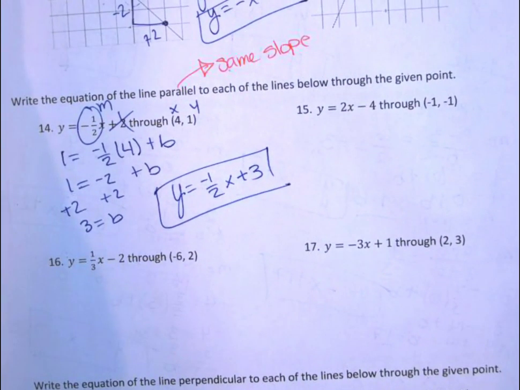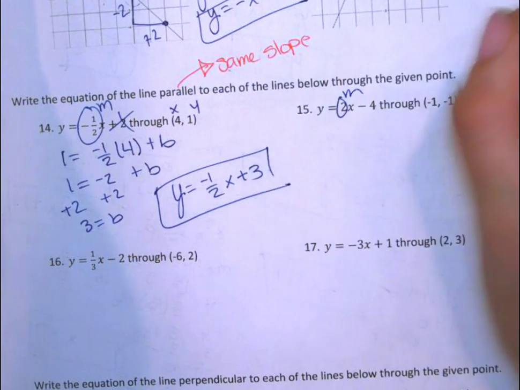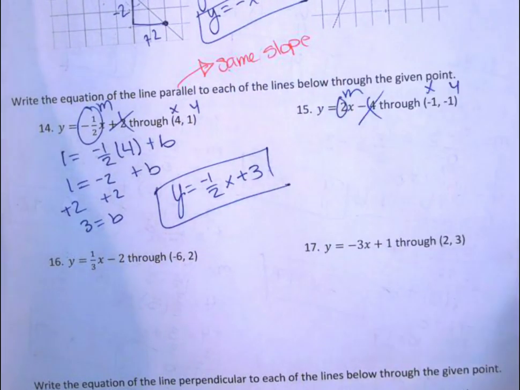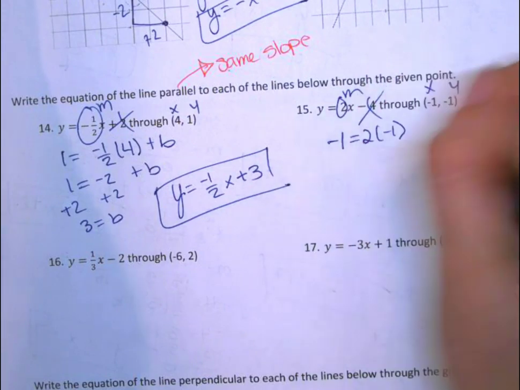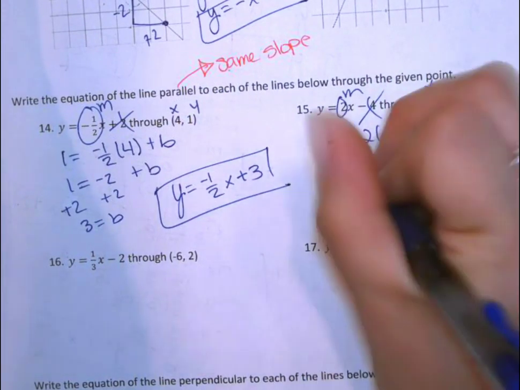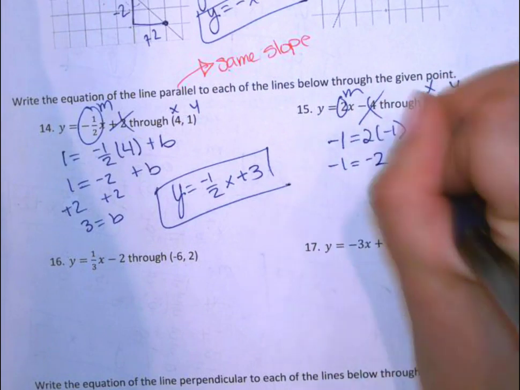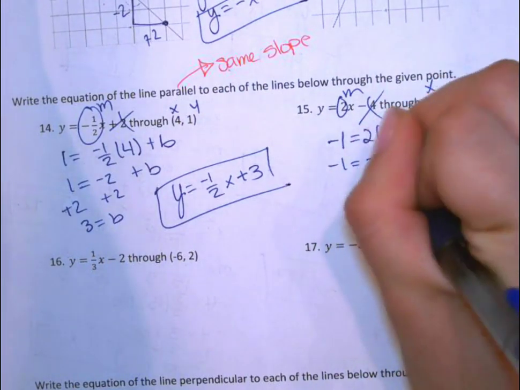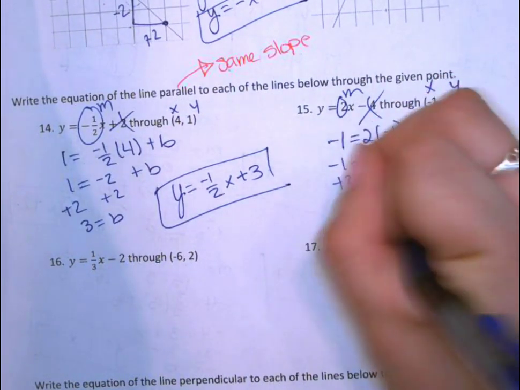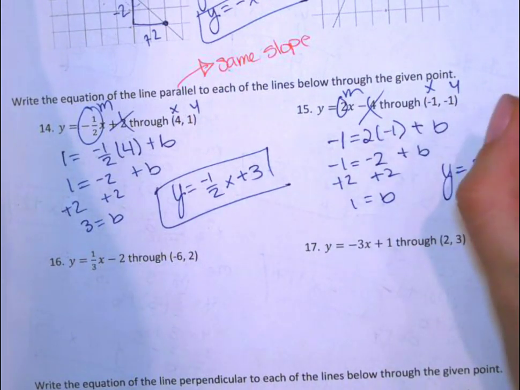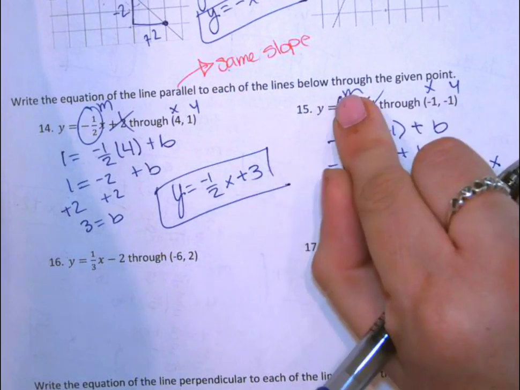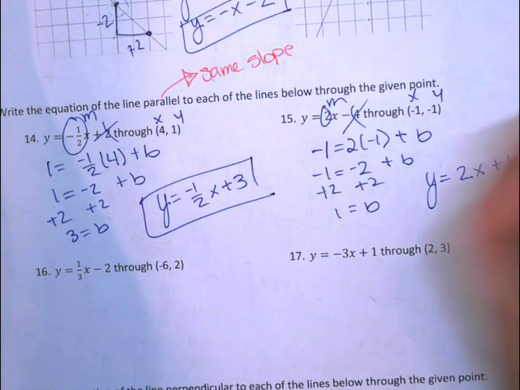Same thing on number 15. This is going to be my m, x, y. Negative 4 is not important. So I have negative 1 equals 2 times negative 1 plus b. 2 times negative 1 is negative 2. If I add 2 to both sides, I get 1 equals b. So my equation is going to be y equals 2x, technically I'm up there, and then plus 1.